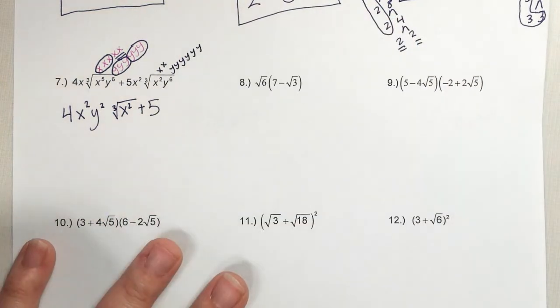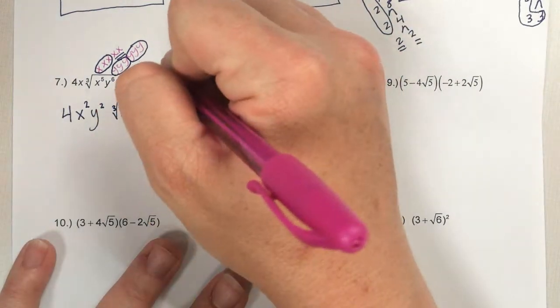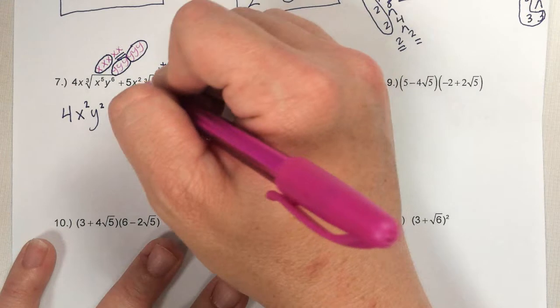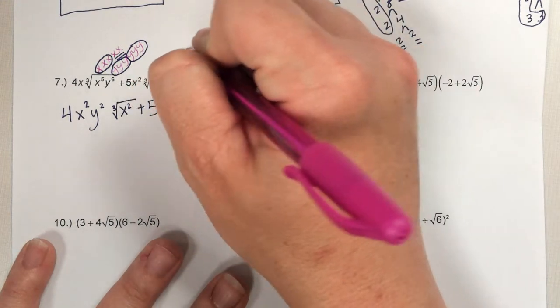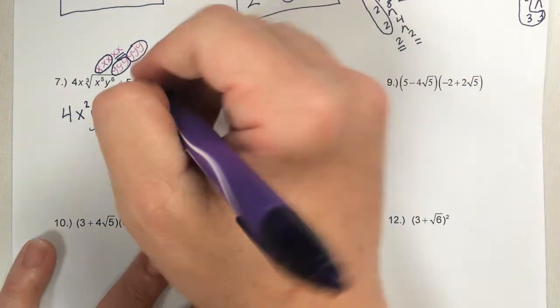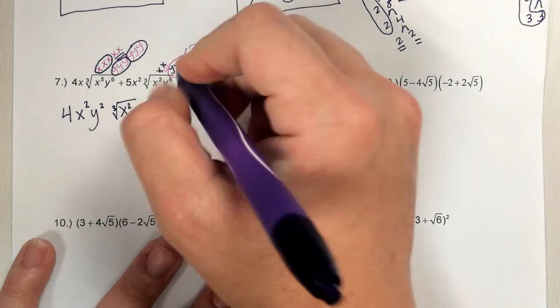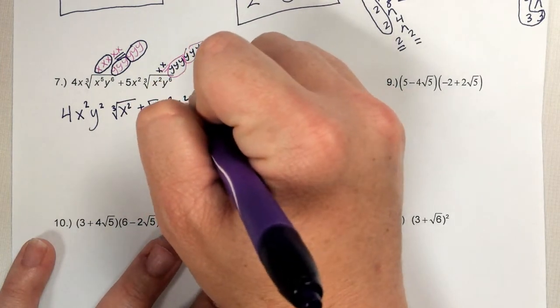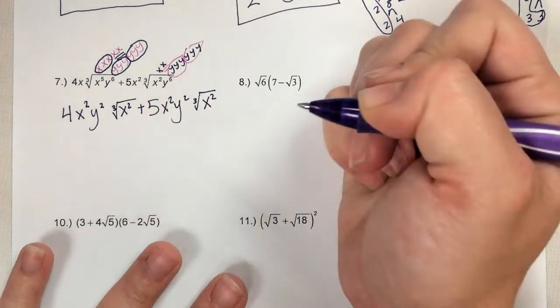Okay, so knowing that, I can't take out any x's because there's only 2 of them, and I need a set of 3. And I can take out 2 y's. So I get x squared's already outside. I can take out a y squared. And I have x squared remaining.